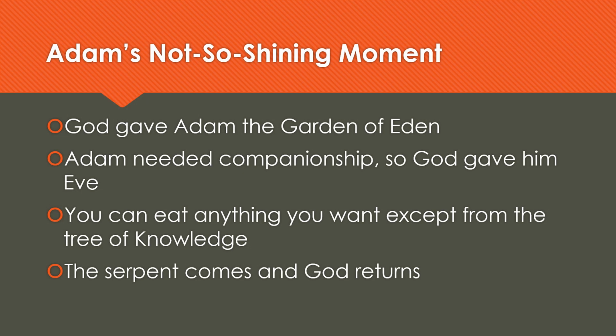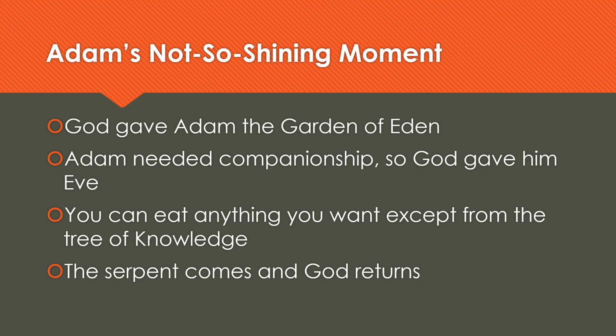Adam's not so shining moment. This is the story that I briefly ran into earlier. And so this is the Garden of Eden story. God gave Adam the Garden of Eden, and he said, here is a garden, please use it. Here's some animals. After a while, God realized that Adam needed companionship. He needed someone to spend life with. So God gave him Eve.